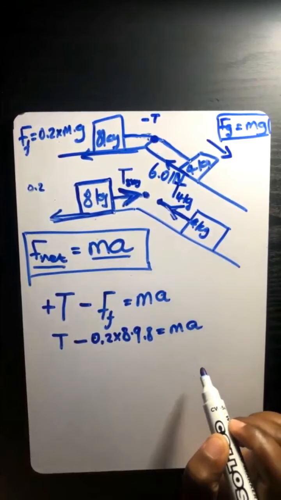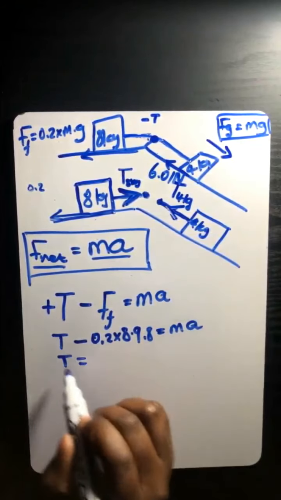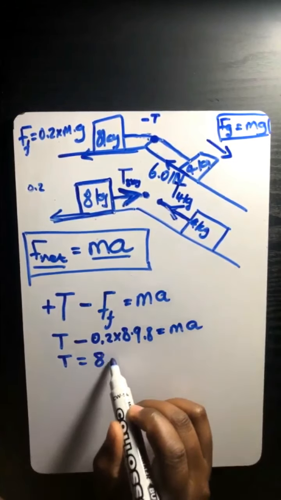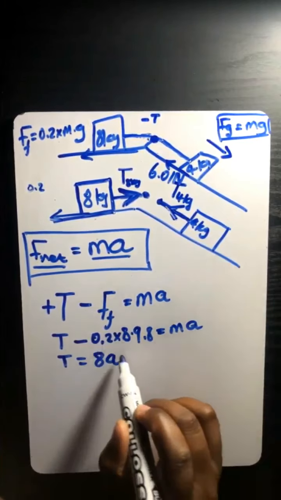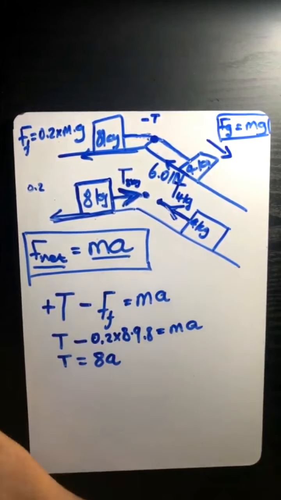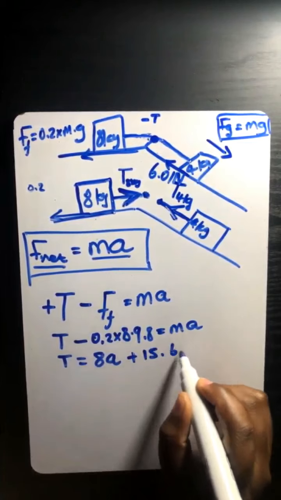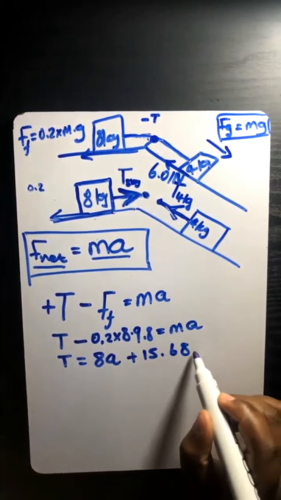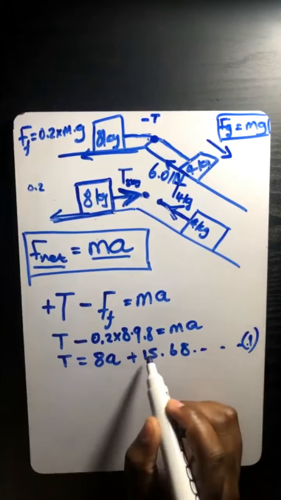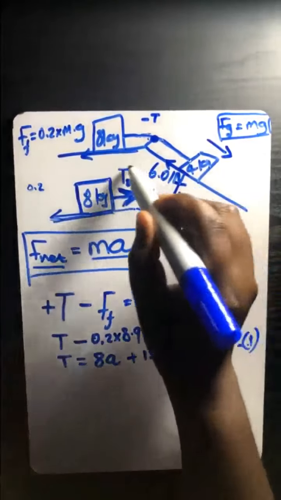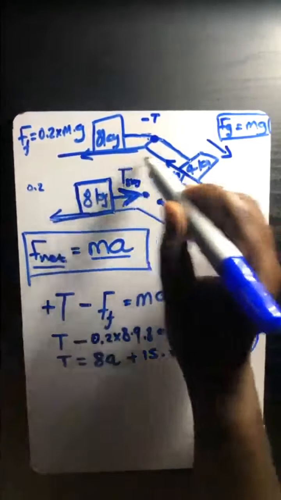So that means there we are going to say 0.2 multiplied by 8 multiplied by 9.8 is equal to MA. Then we can make this the subject of the formula. What is M? M is 8, so it's 8A, acceleration we don't know. Then we transpose. What is that when you punch it on a calculator? 0.2 times 8 times 9.8 is equal to 15.68. So that means we have plus 15.68. Can you see? So the main aim is to make T the subject of the formula so that we can equate them together. Why equate them together is because we say tension of that is equal to tension of that.